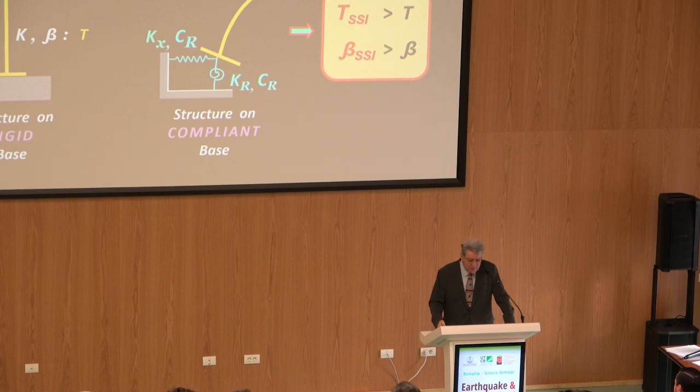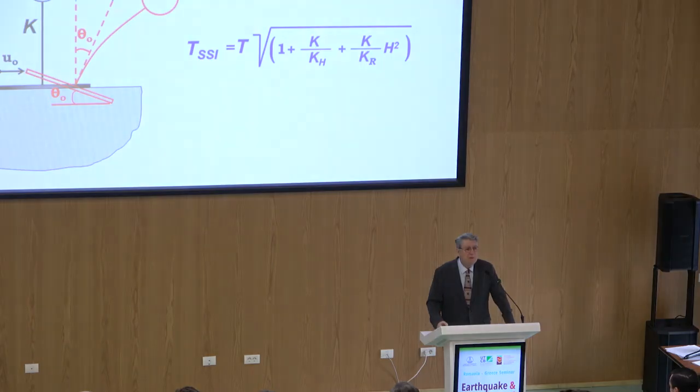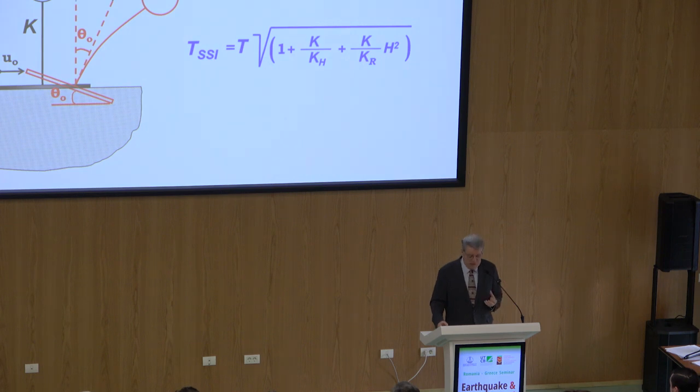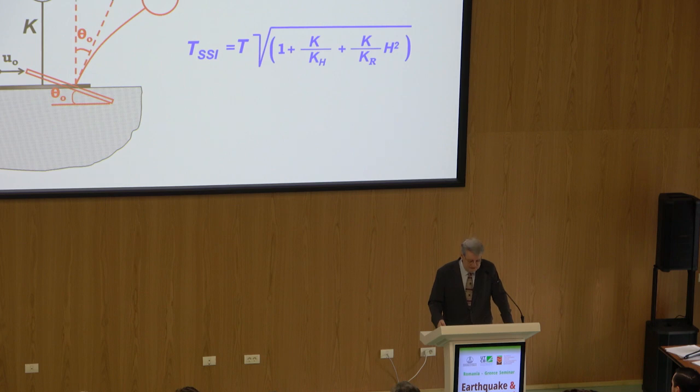specifies it. Now, what are the recognized effects of this inertial interaction? The increase in fundamental period, which we all understand, and also the increase in effective damping. The increase in fundamental period for this simple 1 degree of freedom system is very easily obtained having the stiffnesses KH and KR, I call it here, in horizontal and rocking motion. And it's very easy to derive these equations. I'm sure you have seen it in your earthquake engineering classes. It's nothing to determine.